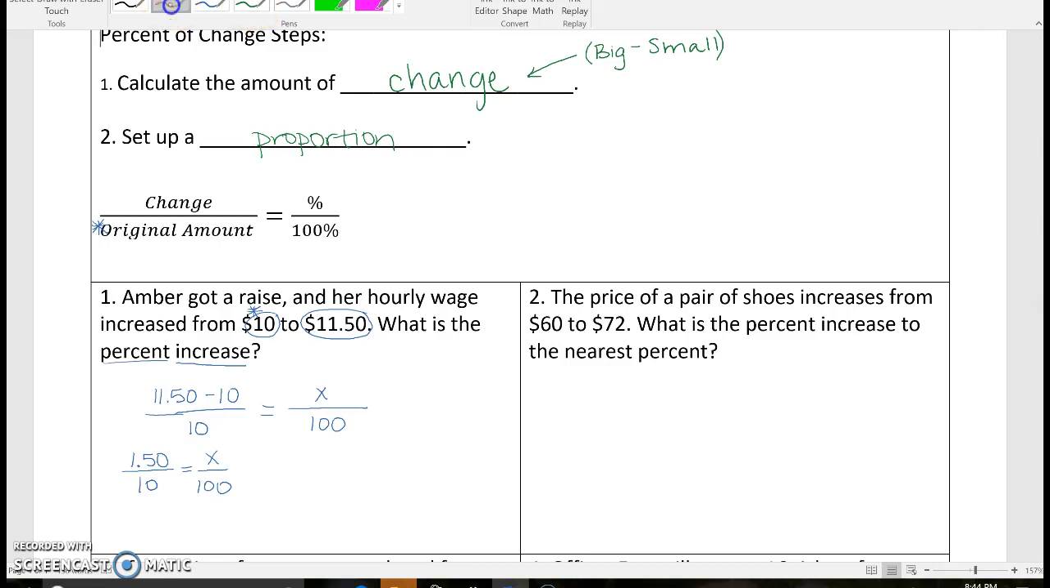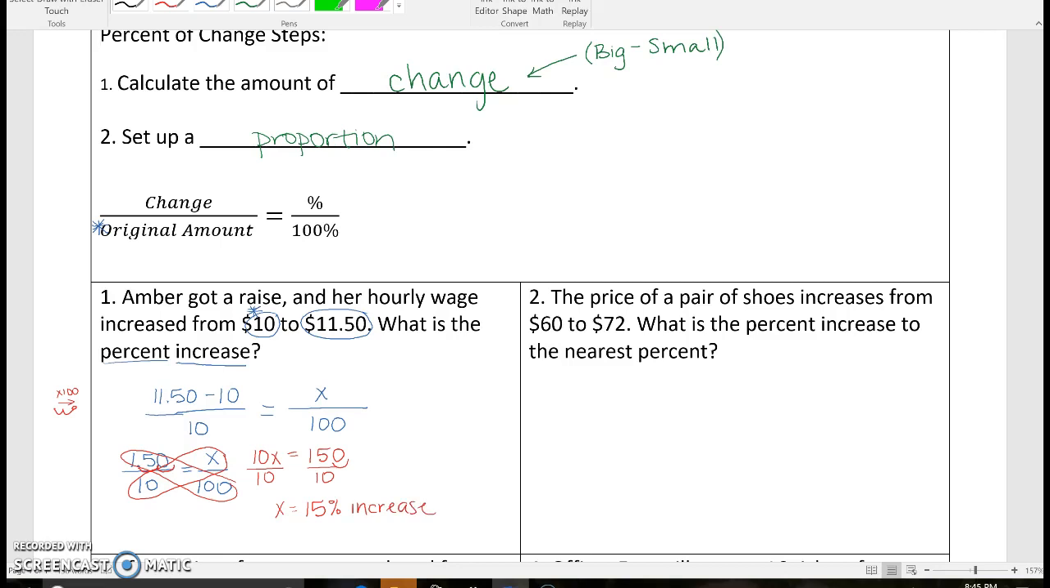Now we should be pretty practiced by now. When we have a proportion, we're going to go ahead and do the cross product. So 10x equals 100 times 1.50. If you remember, to multiply times 100, you're going to move your decimal to the right 2 places. So 150. And then we're going to divide by 10. Just like we did with dividing by 100, we move the decimal 2 places because it has 2 zeros. So to divide by 10, we're going to move the decimal 1 place. So x equals 15. So 15 is our percent increase.